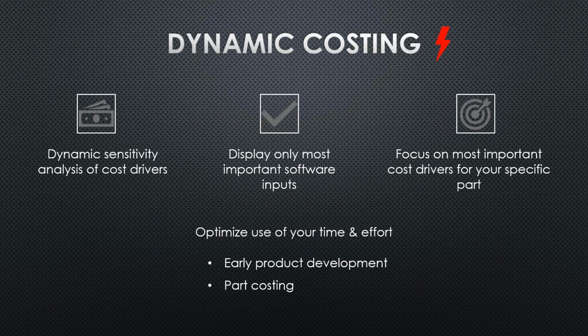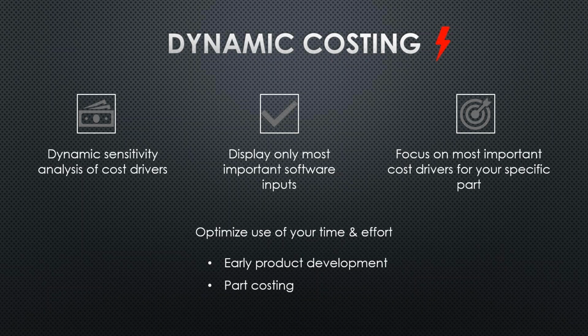So dynamic costing is a dynamic sensitivity analysis of the important cost drivers for a manufacturing process. And our objective with dynamic costing is to only display the most important primary software inputs for the specific part that you've analyzed. So it really enables you to focus on the most important cost drivers for your specific part. And this can be helpful because it enables you to optimize your time and effort when you're estimating the cost of parts. And really, that's useful in just about any situation that you'd use the DFM concurrent costing software in.